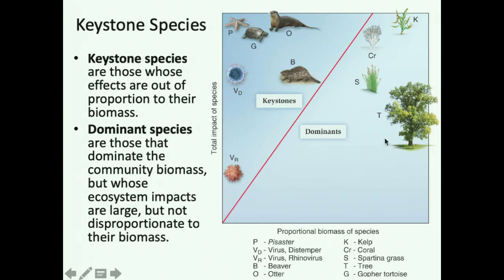On the right-hand side of this red line are species that have a large biomass and not quite as big an impact. And so they're important simply because they're abundant, not necessarily because they provide some role that is critical. So dominant species are important because they're abundant. Keystone species are important whether or not they're abundant. They're important beyond simple abundance level.